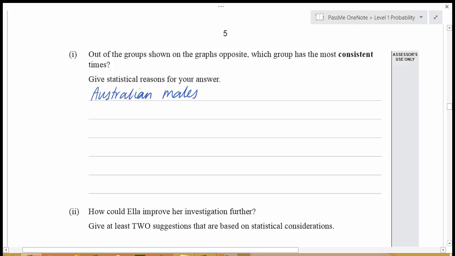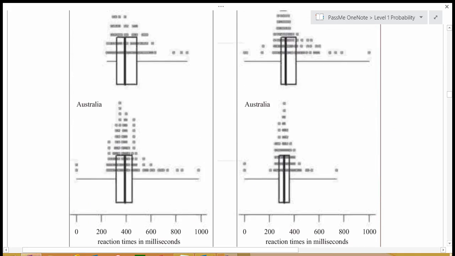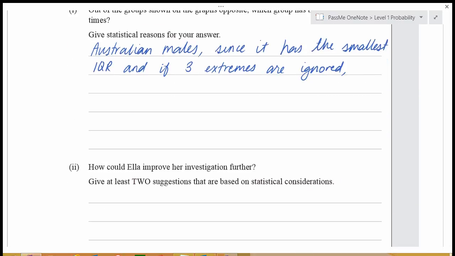Okay, now it gives statistical reasons for this. So we'll say since it has the smallest IQR, interquartile range, and if 3 extreme values are ignored, and we have to be very careful about ignored, but for here we're just saying if we just don't consider them for our distribution, what does that distribution look like? It's very tight. So that's all I'm saying there. I'm not saying we're taking them out completely.